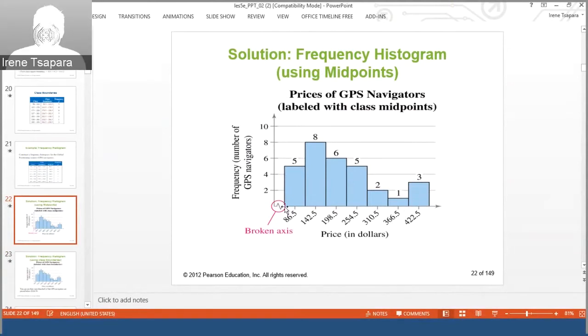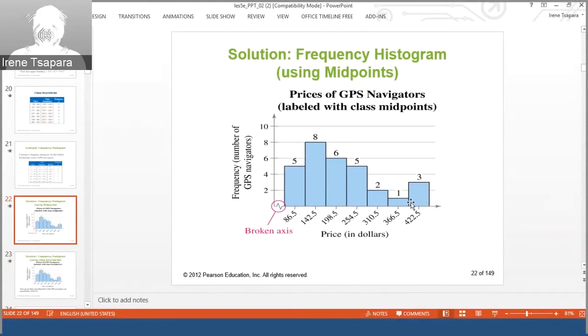The class limits are the ones that include each one of the columns. Right here, the numbers that you see are the midpoints for each one of those columns. The y-axis gives you the frequency number, how many different GPS navigators have prices in each one of those ranges, in each one of those classes. And this is how you create the frequency histogram.